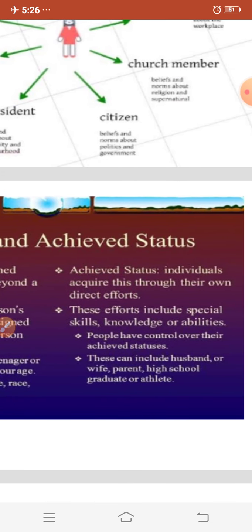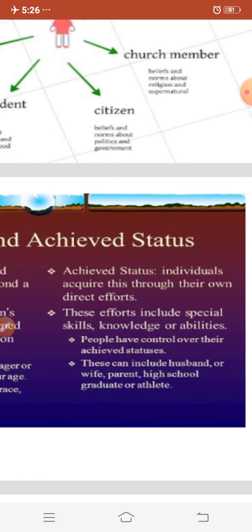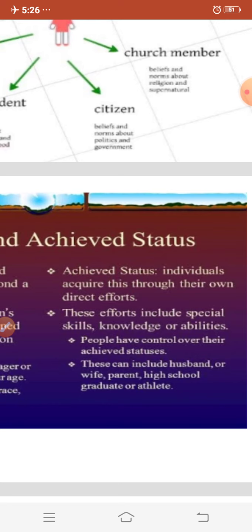And what is achieved status? It refers to the social position that a person occupies voluntarily, through personal ability to achieve virtues and choices such as educational qualification, income and professional expertise. Modern societies are characterized by achieved status, which is often associated with prestige. Individuals acquire achieved status through their own direct efforts. These efforts include special skills, knowledge or abilities. People have control over their achieved status, and this can include husband or wife, parent, high school graduate or athlete also.